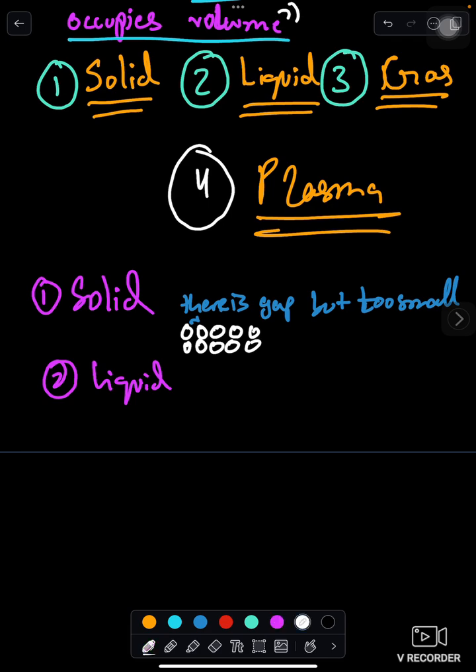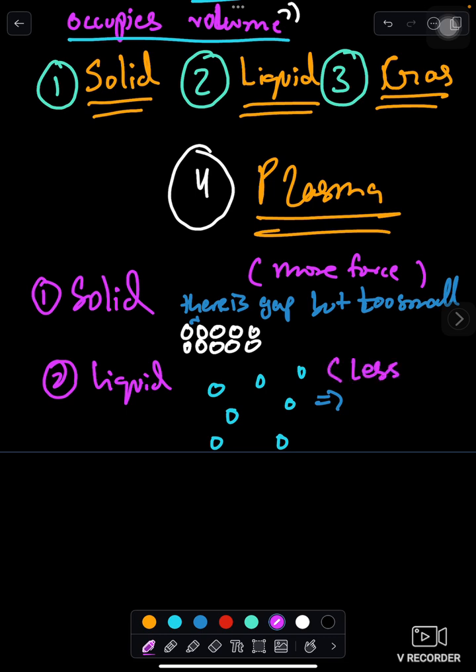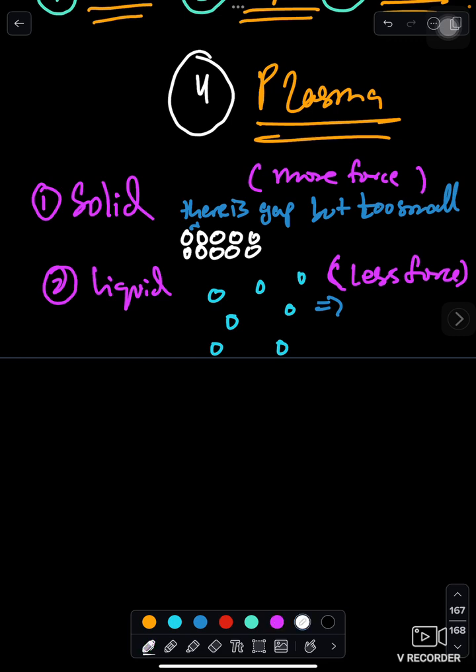Then we have number two, liquid. We have again not that much distance, but still there is some force. Here, more force. Here, less force. I'll tell you why I used less here, but not for gas.